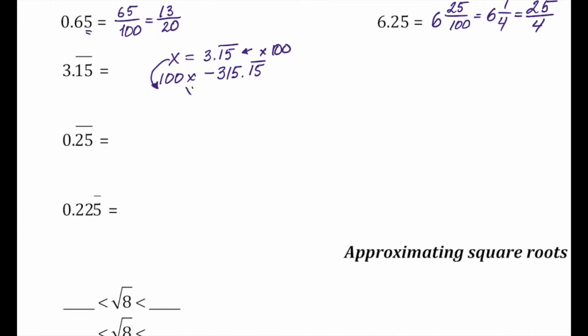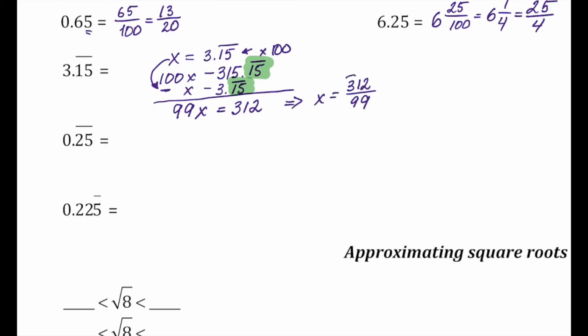And then I subtract the first equation, x equals 3 and the tail, from this number. So this subtraction is going to give me 99x, and the tails will eliminate each other because it's a forever going tail of the same kind. So that will give me 312, because that's 315 minus 3. And then x equals 312 over 99. Now if I add these digits, I will have 6, so that's divisible by 3. So I can go ahead and simplify this. It's going to be 104 over 33.